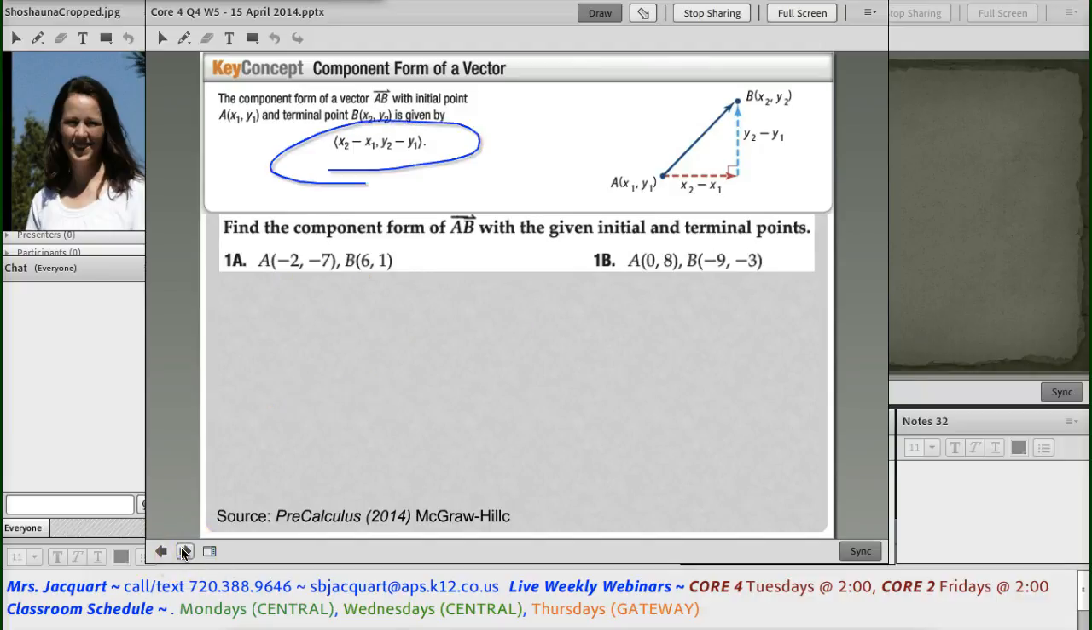Same idea, this is the formula that I'm using. I already did that one, so I'm going to take my x's. So I get negative 9, I take the second one first. Whoopsie. Minus 0, comma, negative 3 minus 8.